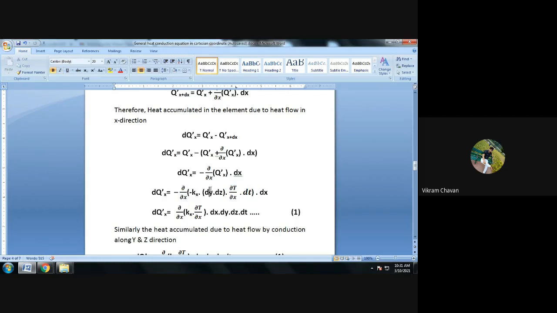So we take out this dy dz and dt outside of the bracket, and then we get the differential equation as dq dash suffix x is equal to ∂/∂x of k suffix x multiplied by ∂t/∂x, and outside the bracket multiplied by dx dy dz multiplied by dt. Getting everyone? Is there any question, any doubt? Now this is our first equation.